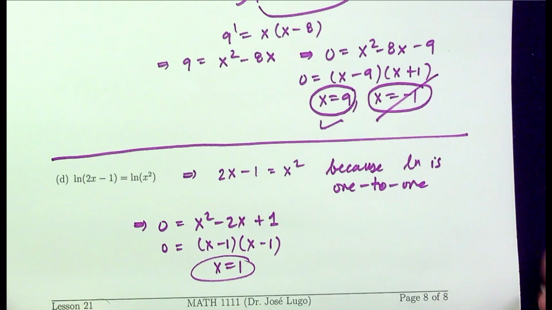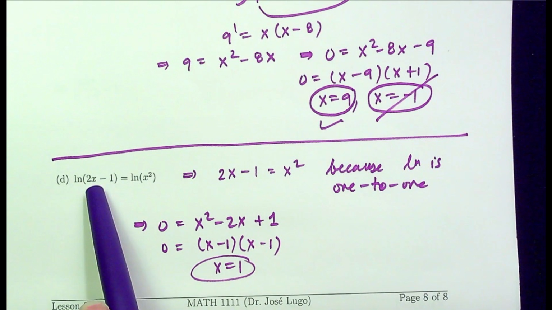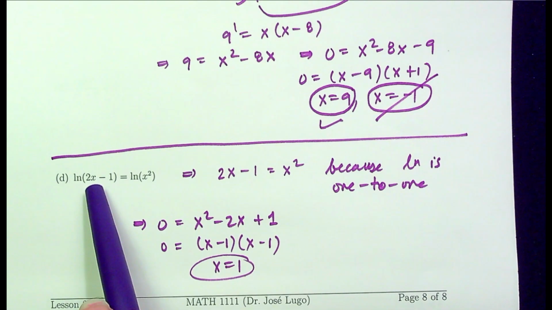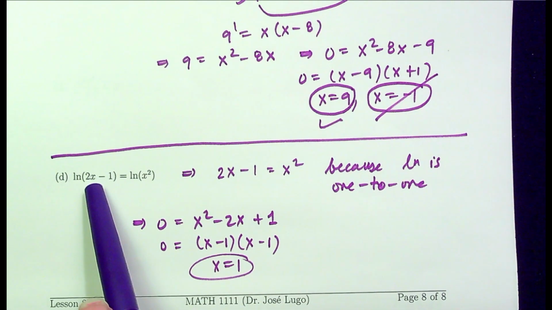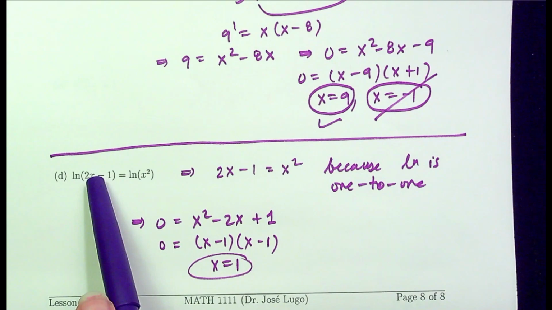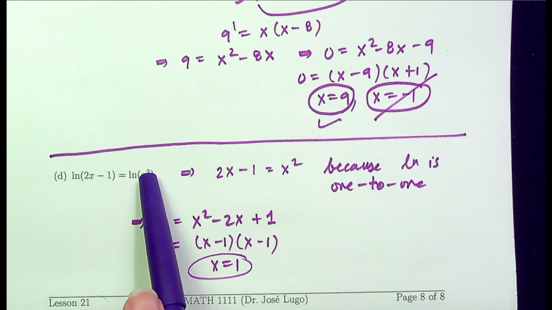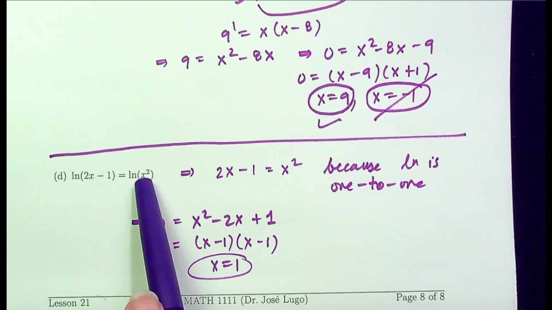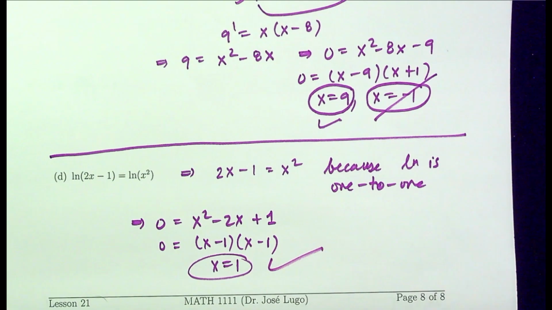And make sure that this works. If you plug in 1 here, you get 2 times 1, which is 2, minus 1 is 1, so you get a positive number, which is fine. These are the negative numbers that we're trying to avoid. And if you plug in 1 here, you will get 1 squared, which is positive. And that's in the domain. Okay, so that means this works. So x equals 1 is the solution. And that completes that section.